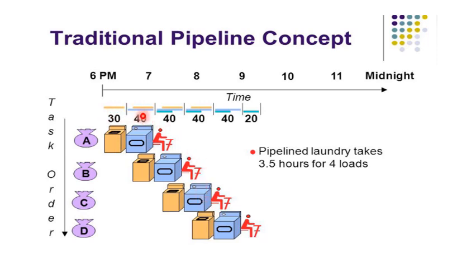So the total time taken for completing all 4 loads of washing, drying and folding comes to around 3.5 hours. But if taken as individual tasks, it would take until midnight. Now it has finished faster, and the total time taken for the laundry is only 3.5 hours.